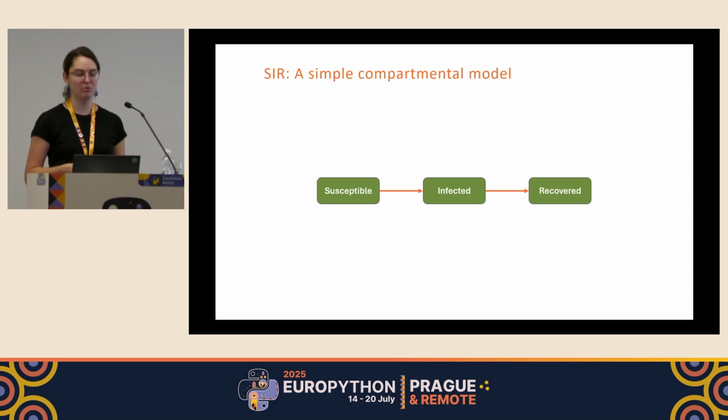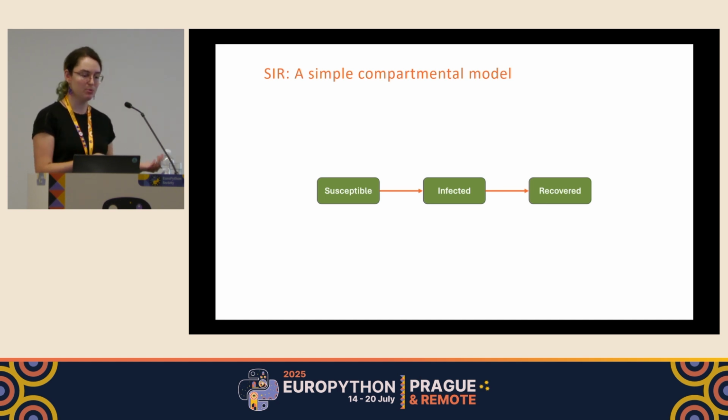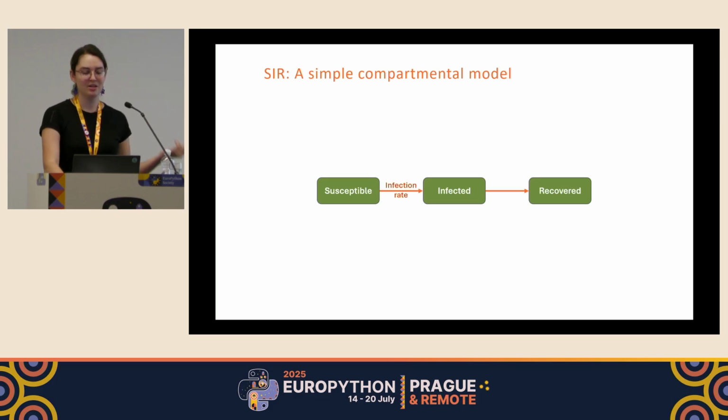Here we have an example of a simple disease model, which is SIR. It's basically the simplest compartmental model that we could come up with for epidemics. And it stands for, of course, susceptible, infected, and recovered. So people start off in susceptible, they flow into infected at a rate mediated by the infection rate, and then they go from infected to recovered at the recovery rate.